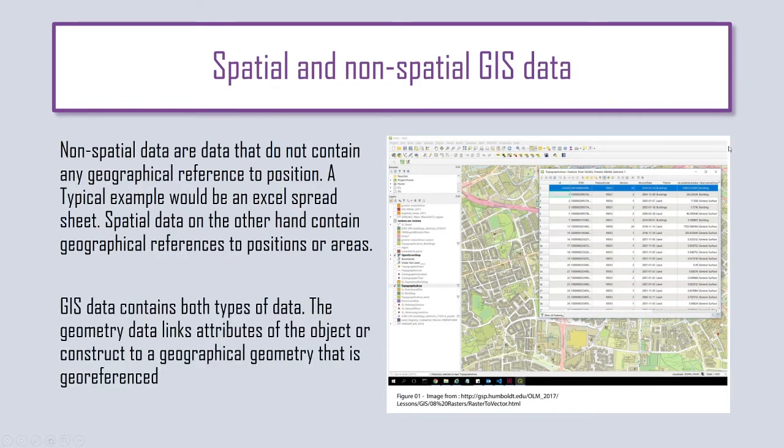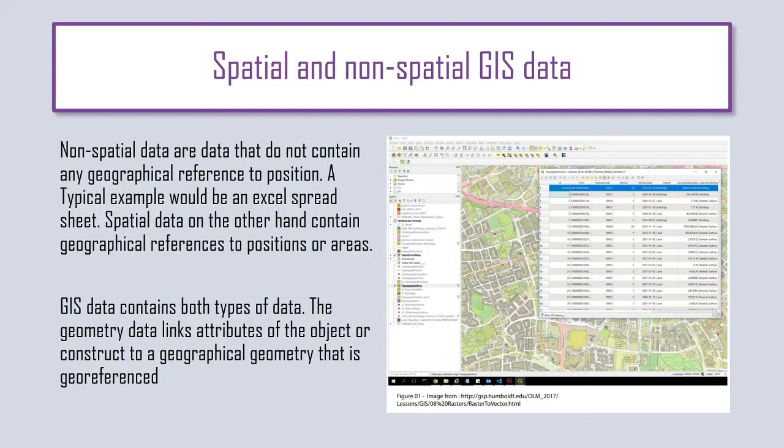So there's two types of information. There's spatial and non-spatial GIS data. Non-spatial data are data that do not contain any geographical reference to position, whereas GIS data contains both types of data. Non-spatial data will include, for example, a typical spreadsheet where it doesn't have an explicit reference to a real-world position, using a geographical reference point. GIS data is something referenced in space through a longitude and a latitude, for example, or a coordinate system.